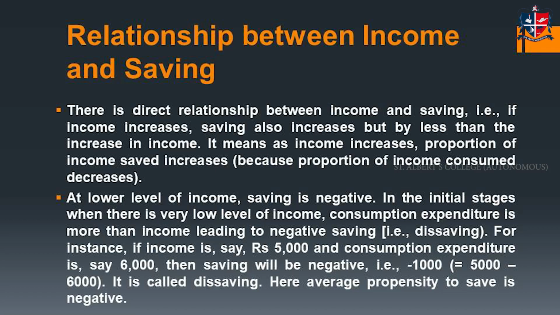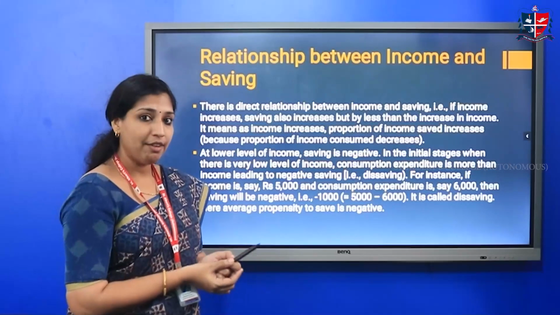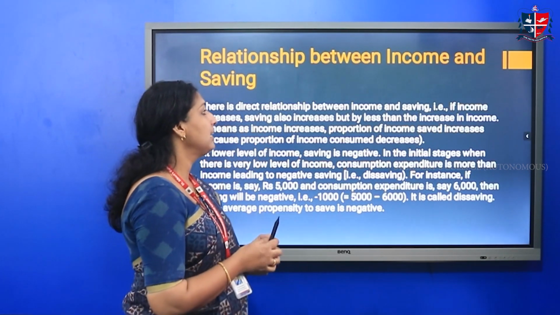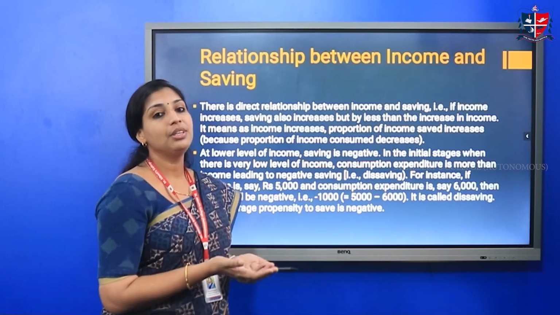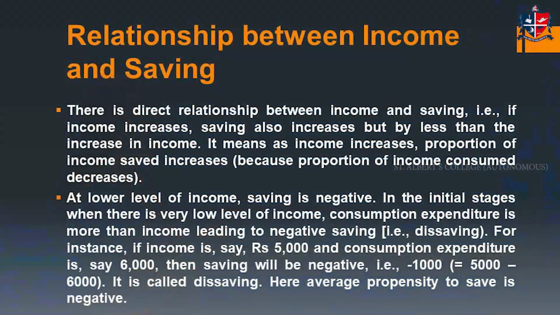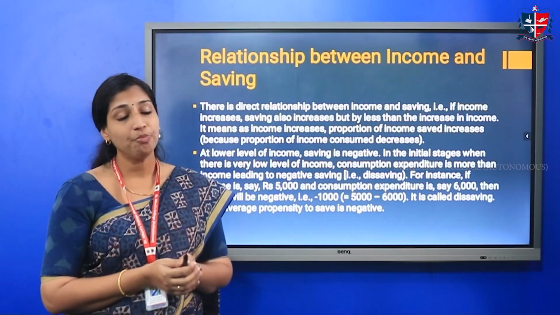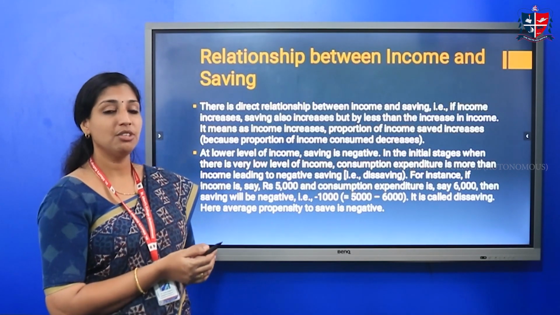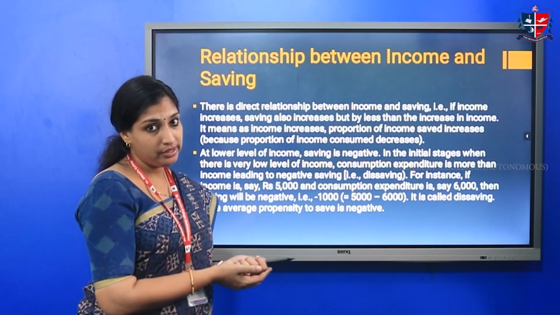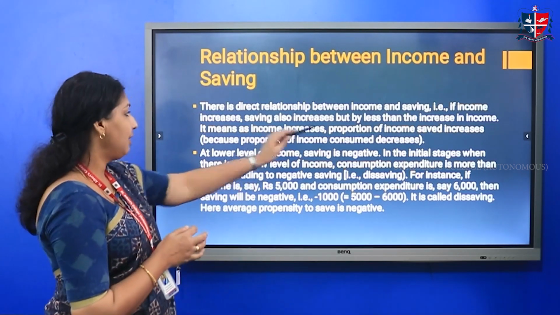Now, the relationship between income and saving has been termed the saving function, and there is a direct relationship between income and savings. That means when income increases, savings will also increase. When income decreases, savings will also decrease. This is because the proportion of income consumed decreases. So when there exists a direct relationship between income and savings, when income increases, savings also increase. When income decreases, savings also decrease.